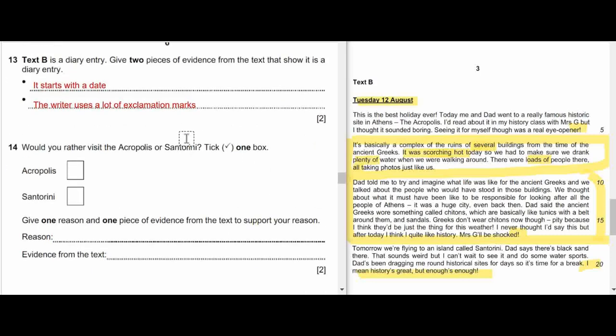Number 14. Would you rather visit the Acropolis or Santorini? Tick one box, Acropolis or Santorini. Give one reason and one piece of evidence from the text to support your reason. You should give it according to your choice. So if you answer Acropolis, give a suitable reason and evidence. If you answer Santorini, give a suitable reason and evidence.